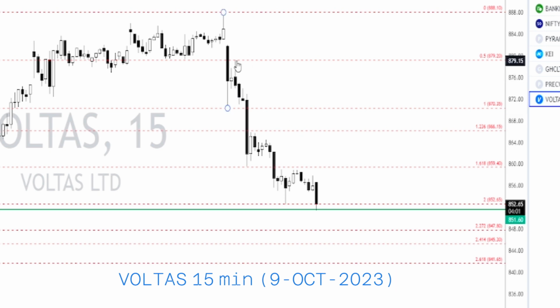We wait for it to test that level. Sometimes it tests multiple times, it goes up and then comes down. You will definitely get a candlestick pattern, and then you take the trade. You're safe. I think this trade was about 1:6 risk reward.